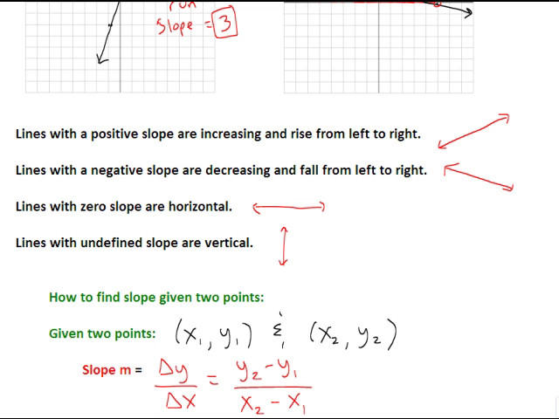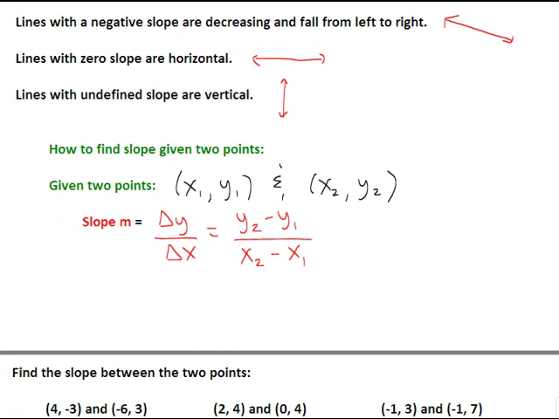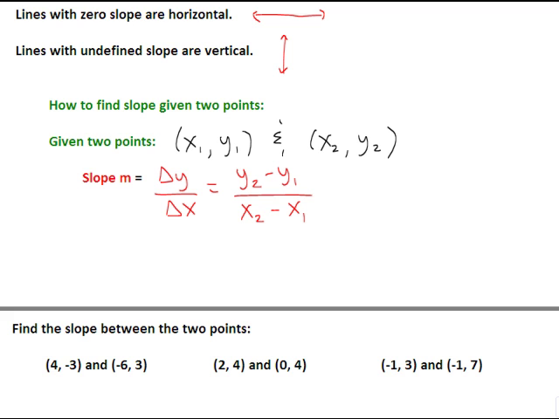So we just talked about how you find slope from a graph. You find 2 good points and you count rise over run. The next thing that we're going to do is figure out how to find out the slope if you're given 2 points. So if you're given any 2 points, I'm going to generalize here by calling them (x1, y1) and (x2, y2). Then the definition of slope is change in y over change in x.